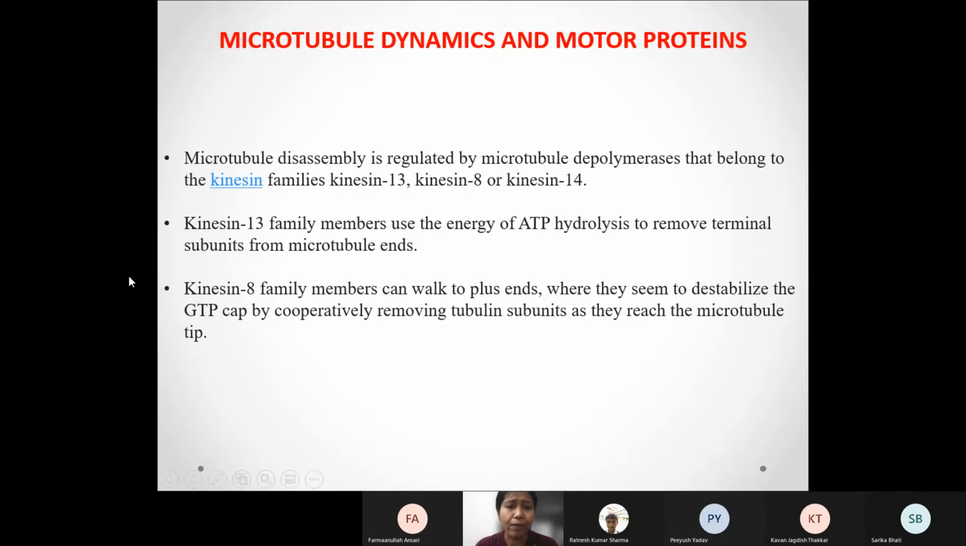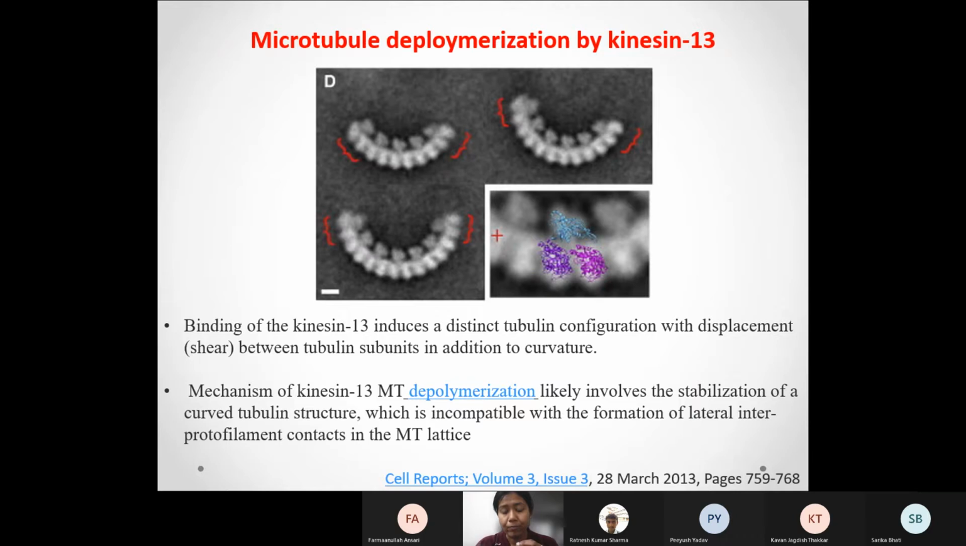So here is a family of kinesin called kinesin 13. This has been found to be a kinesin that does not quite walk on microtubules. Rather, it likes to seek the plus end of a microtubule. And here is a structure of what it actually does.